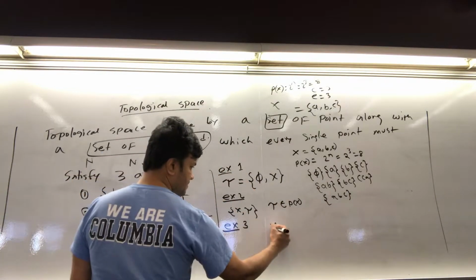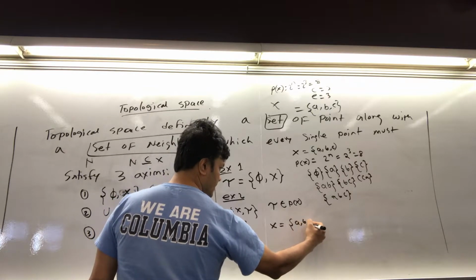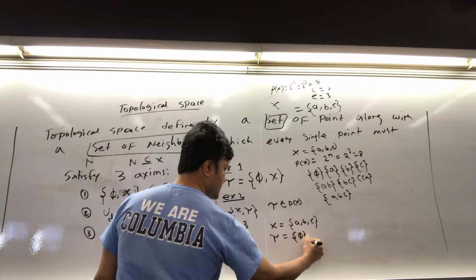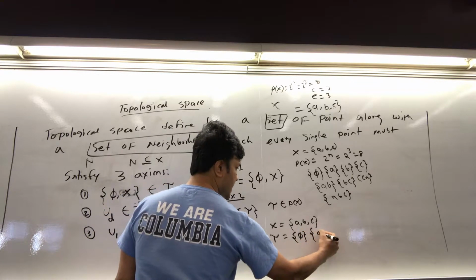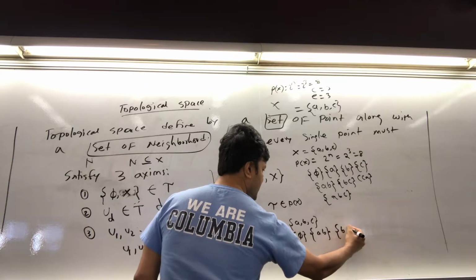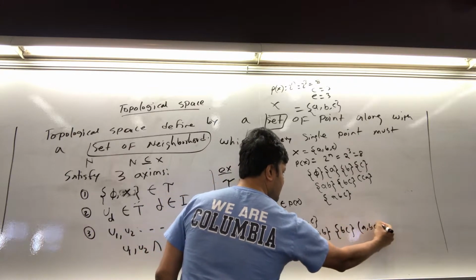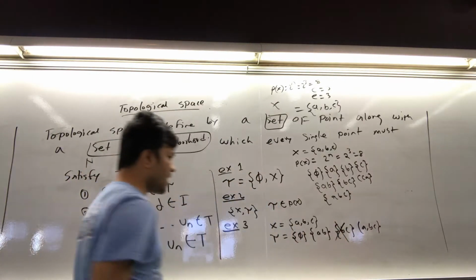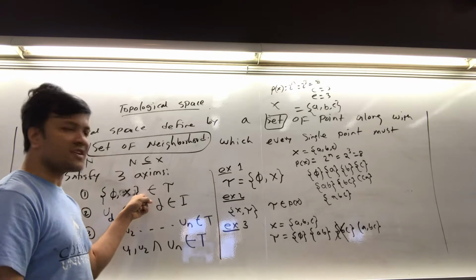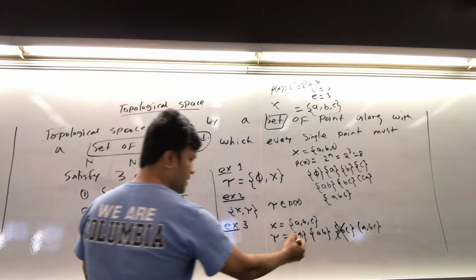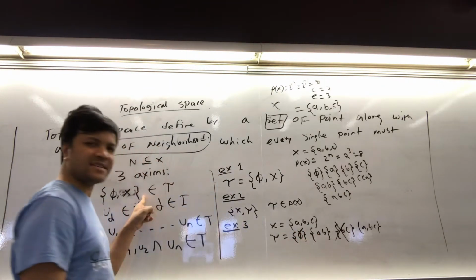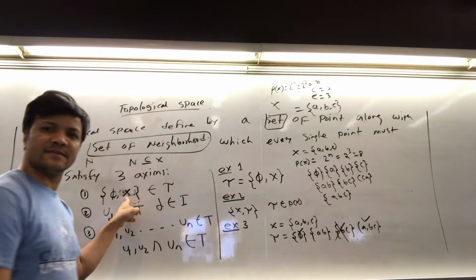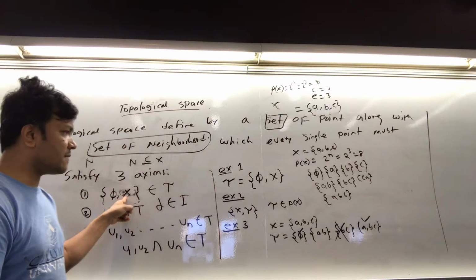X is ABC, and then tau is the empty set, AB, BC, ABC. Is this a topology? No, this is not a topology. Does it satisfy the first condition? Yes, it satisfies the first condition, because it has the empty set, and it has the set X itself.